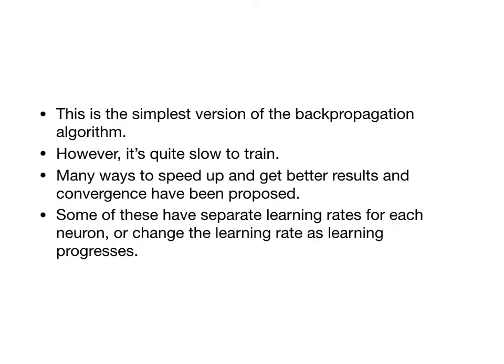This version of backpropagation, despite the calculus that I guess was a bit complicated, is the simplest version of backpropagation. However, it turns out it's quite slow to train the neural networks in this way. Over the years, many people have come across different ways to speed up backpropagation and get better results and better convergence. People have tried lots of different things. They've looked at separate learning rates for each neuron, or they've changed the learning rate as the learning progresses. When it's looking at smooth parts of the landscape, it can use big steps. When it's a very curvy weight space, then it needs to use smaller steps.